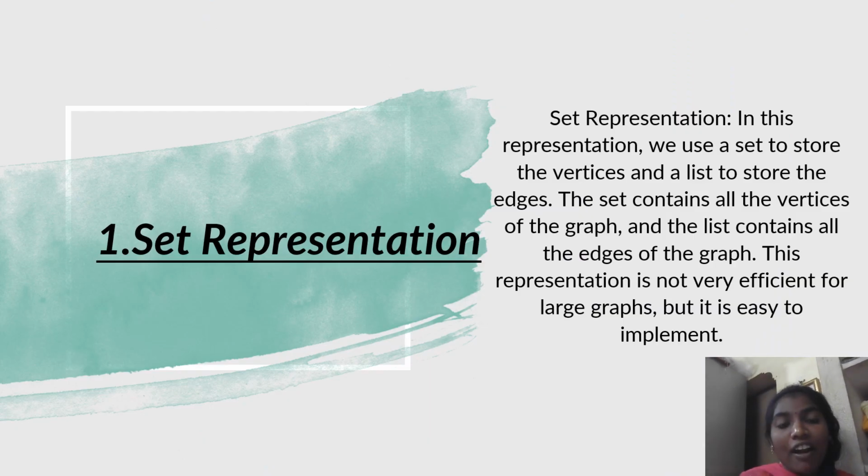How to store a graph data structure in memory? There are three ways to store the graph data structure in memory. First one is set representation, second one is linked list representation, and third one is matrix representation. First one, set representation. In this representation, we use a set to store the vertices and a list to store the edges. The set contains all the vertices of the graph and the list contains all the edges of the graph. This representation is not very efficient for large graphs, but it is easy to implement.